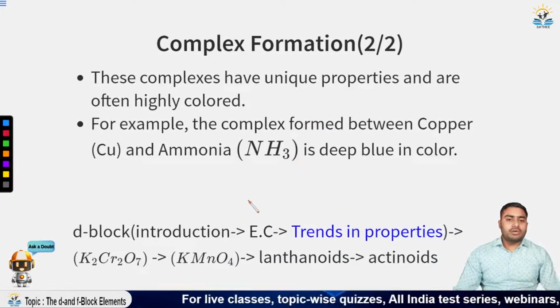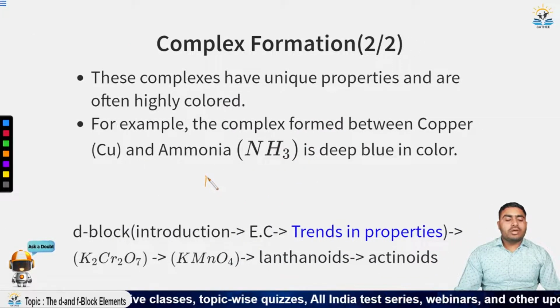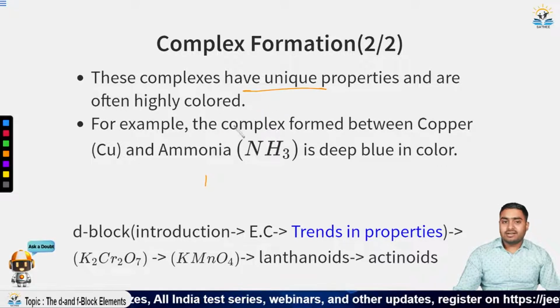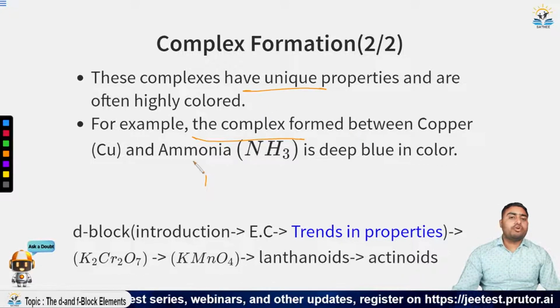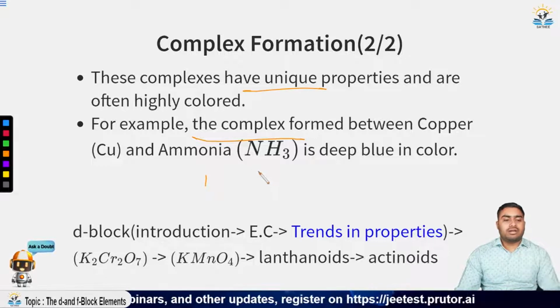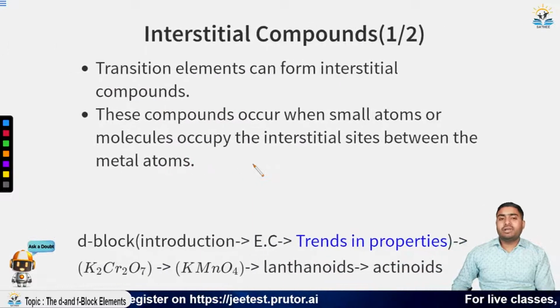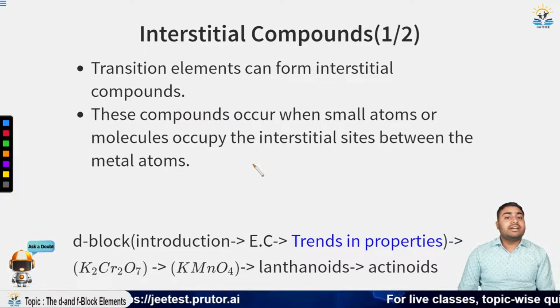I want to go to the next point. Okay, so you can see these complexes have unique properties and are often highly colored. For example, the complex formed between copper and ammonia is deep blue in color, right? If you see the copper and ammonia complex, it is deep blue in color. That's very interesting. Next is interstitial compounds.